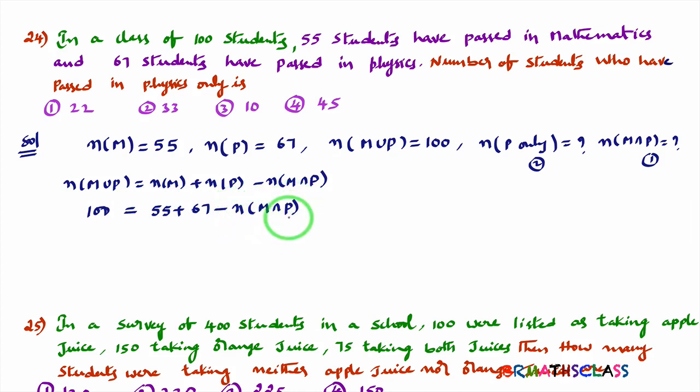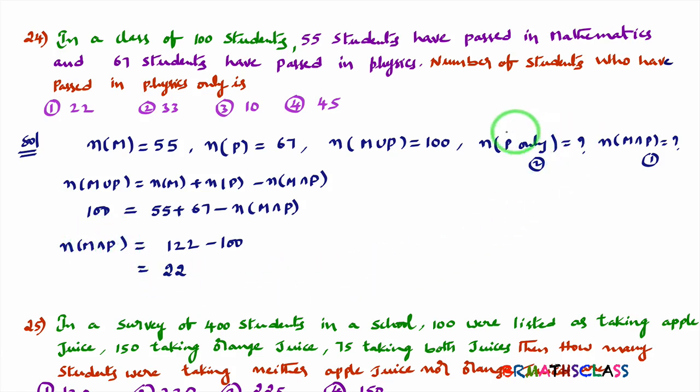You take n of m intersection p to the left hand side. So n of m intersection p is equal to 55 plus 67, 122, minus, you take this 100 to the right hand side. So this plus 100 will become minus 100. So 122 minus 100 is 22. What is this 22? Number of students who passed in both physics and mathematics.